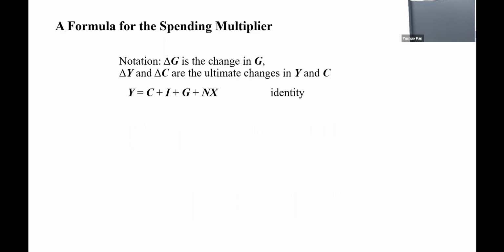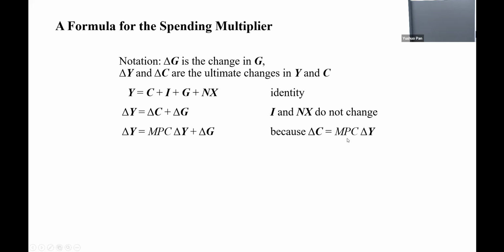Notation delta G is the change in G, and delta Y is the change in Y as well. Beginning, we have learned this equation, Y equals C plus I plus G plus net export. If we assume that I and the net export do not change, which means the change of output only depends on the change of consumption and the change of the government purchases.